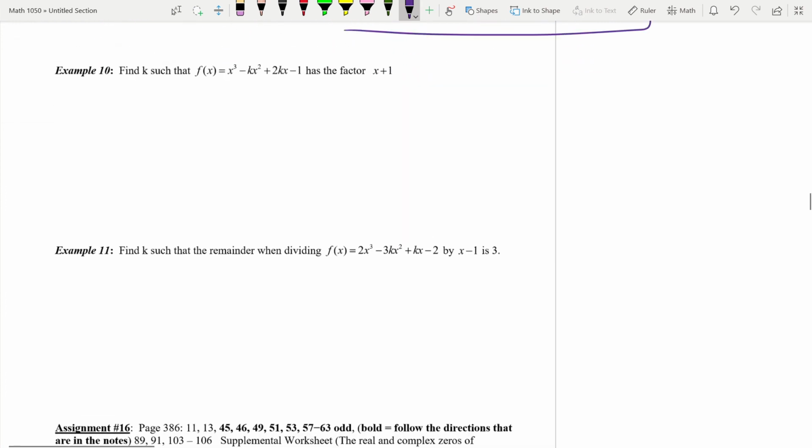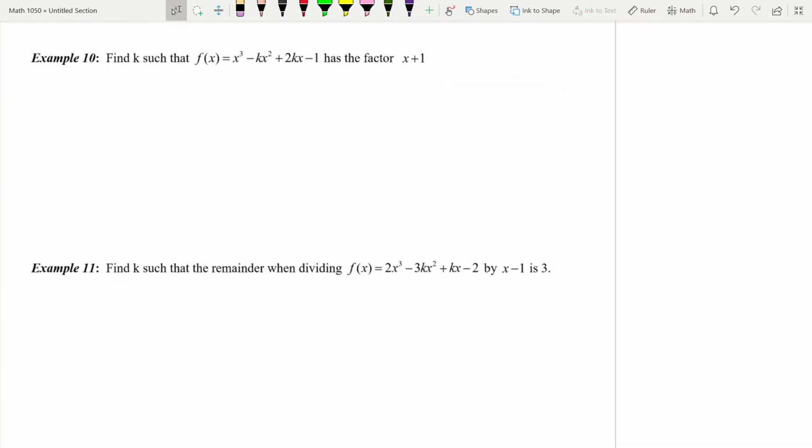Okay? Question 10 and 11, they look terrible. They're nowhere near as terrible as you think. Okay? Find k such that f of x has a factor of x plus 1. Take the x plus 1, set it equal to 0, you have a -1. Look at your exponents. 3, 2, 1, constant. I'm not missing anything. In front of the x to the 3rd is a 1, so put a 1. In front of the x squared is a minus k. Who cares that there's a k in there? Just go with it. In front of the x is a 2k, and the constant is a -1.